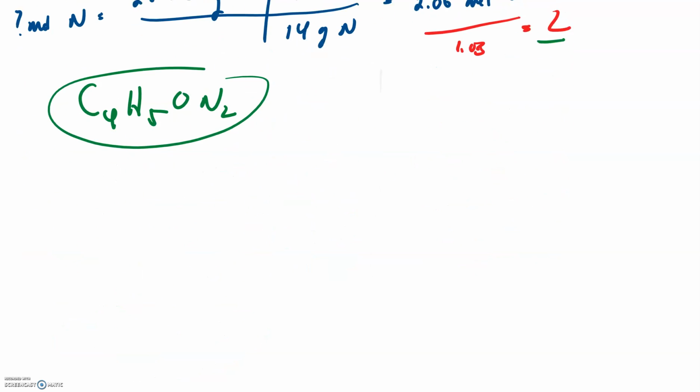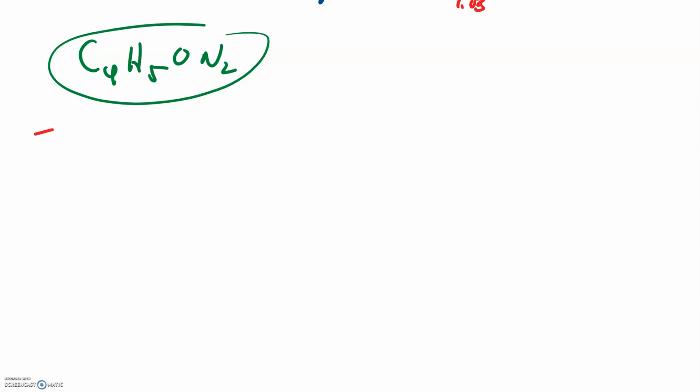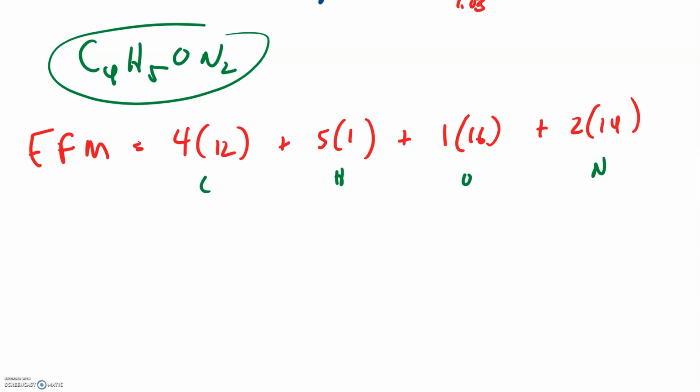We're going to look at something called empirical formula mass. I'm going to abbreviate this: empirical formula mass, EFM. We're simply going to add up the masses of each of these elements in this compound and see how it compares to our molecular mass. So we've got 4 carbons, 5 hydrogens, 1 oxygen, and 2 nitrogens. Looking up their molar masses on the periodic table, the carbon is 12, there's 4 of them, the hydrogen's 1, there's 5 of them, the oxygen is 16, there's 1 of them, and the nitrogen is 14, and there's 2 of them, and adding them all up, we get an empirical formula mass of 97 grams.